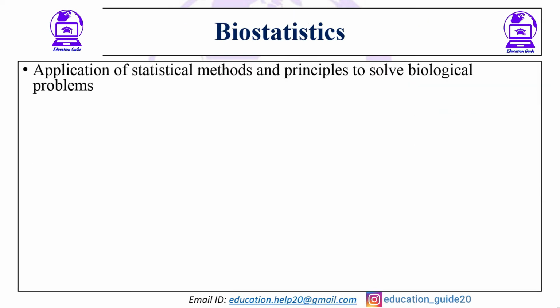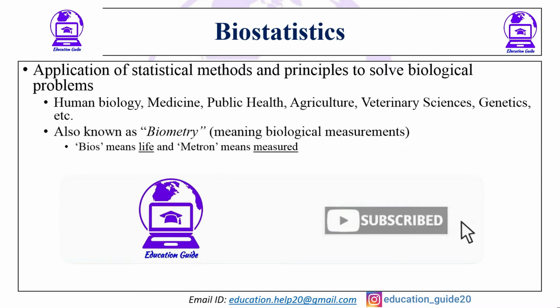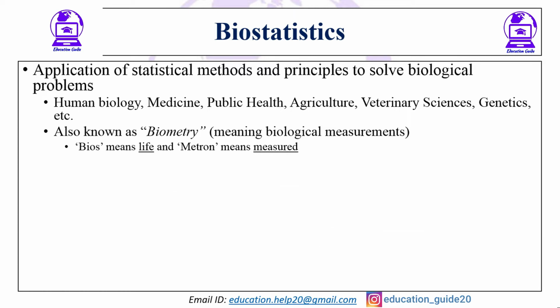Coming to biostatistics, it refers to the application of different statistical methods and principles to solve biological problems. These problems may be related to human biology, medicine, public health, agriculture, veterinary sciences, genetics, and other fields of life sciences. Biostatistics is also known as biometry, which means biological measures. Biometry consists of two words, bio and metry.